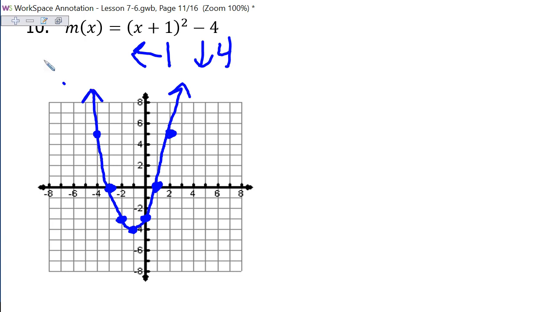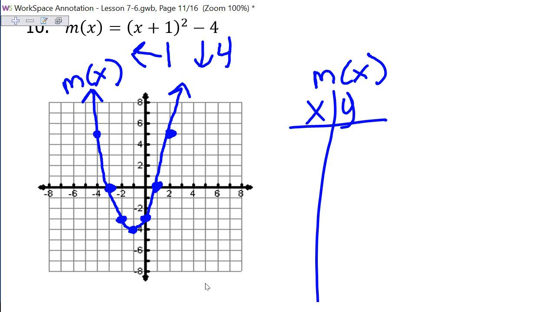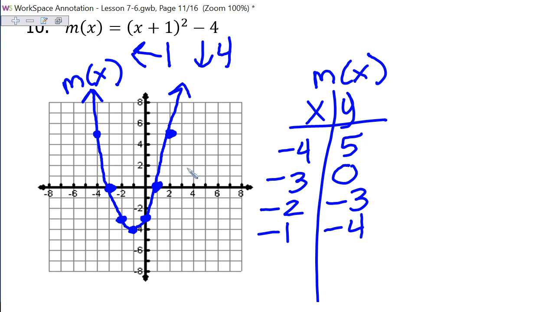And label this one, this is m of x. And out to the side, I'm going to list the points for m of x. And what's the first point? Negative 4, 5. What's the next point? Negative 3, 0. What's the next point? Negative 2, negative 3. What's the next point? Negative 1, negative 4. What's the next point? 0, negative 3. What's the next point? 1, 0, and that last point, 2, 5. Now we are going to find these inverse points mentally from that table.